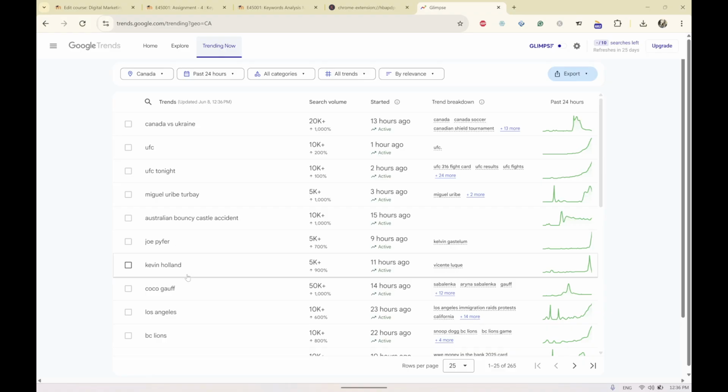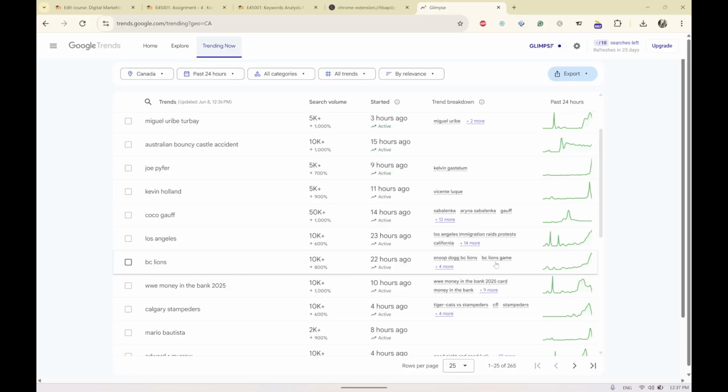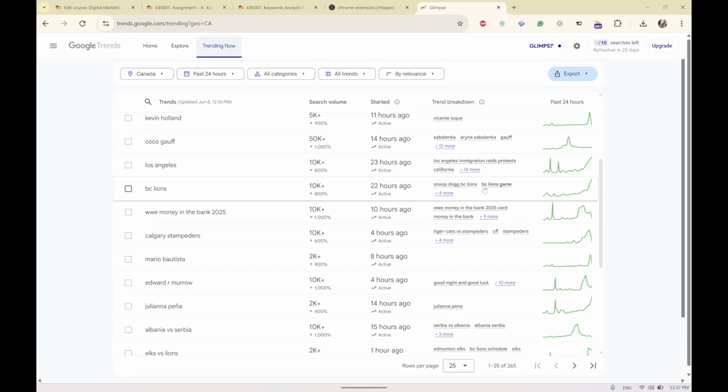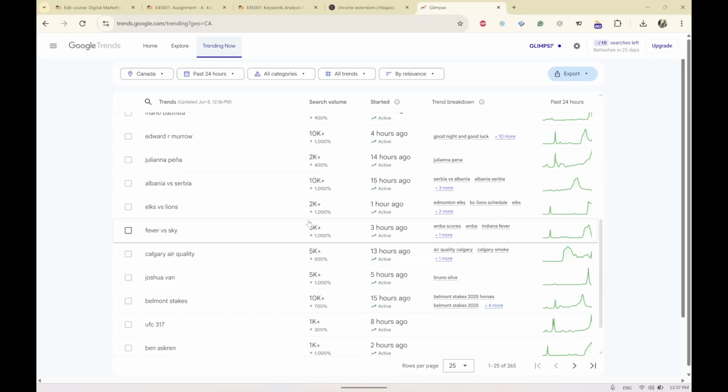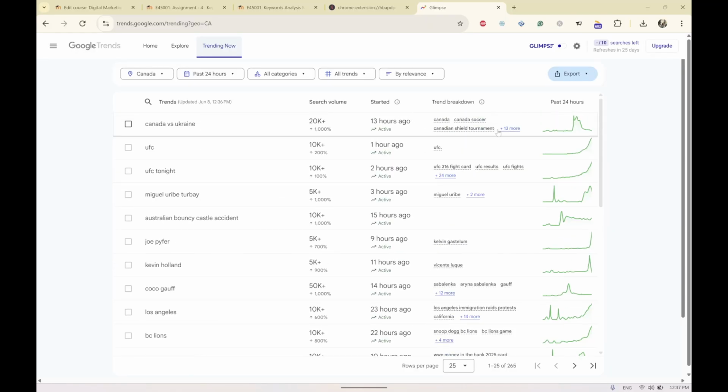These are names that are trending right now in Los Angeles. Why? Immigration rates, protests. Okay, okay, okay. BC Lions seems to be something related to games. Yes, Snoop Dogg. So these are things that are trending in Canada, and the number one is that game right now, the soccer game. So you can take a look in your country and see what's trending now in your country or in Japan, what kind of names are trending.